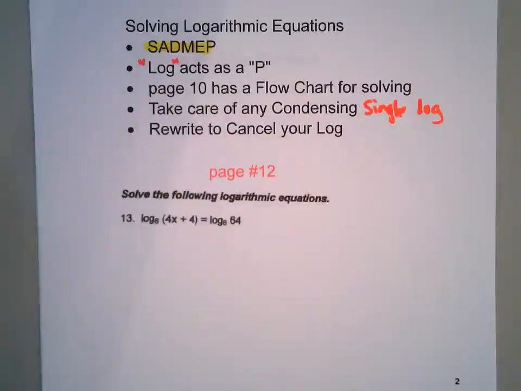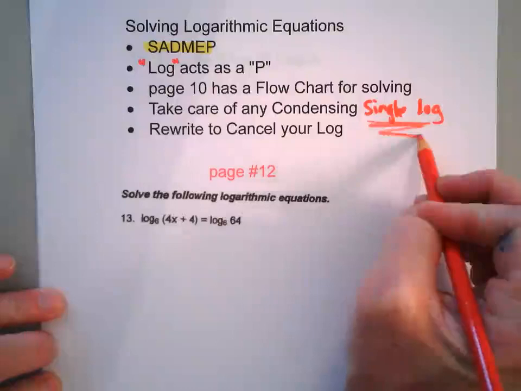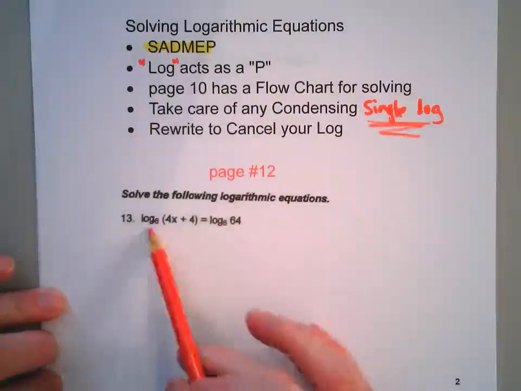And we'll take a look at this number 13 problem. If you have downloaded the packet that I have on the blog, then these problems are all on page 12. These first two are, and then we'll get to page 13 as we do probably 5 to 6 total equations today. First question is, do you have that single log on each side of the equation?